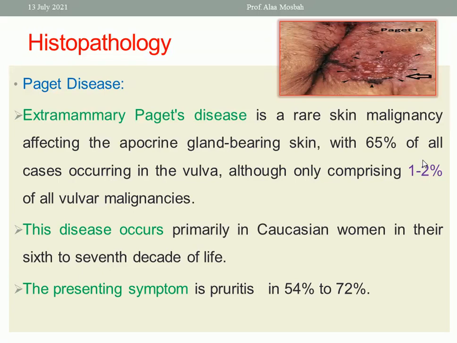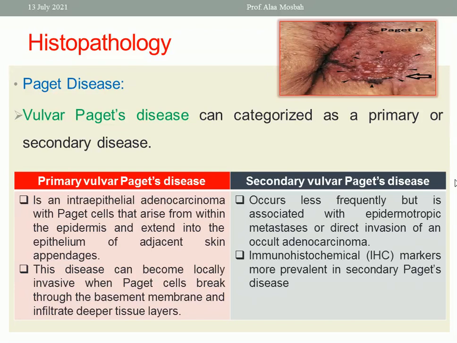Also, Paget's disease can be categorized as primary or secondary. The primary is an intraepithelial adenocarcinoma with Paget cells that arise within the epidermis and extend into the epithelium of adjacent skin appendages. The disease can become locally invasive when Paget cells break through the basement membrane and infiltrate deeper tissue layers. What about secondary vulvar Paget disease? It occurs less frequently but is associated with epidermotropic metastasis or direct invasion of an occult adenocarcinoma.